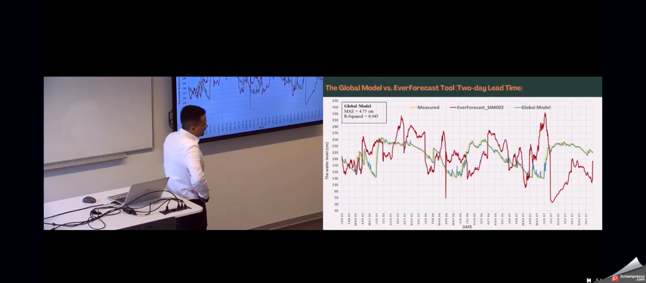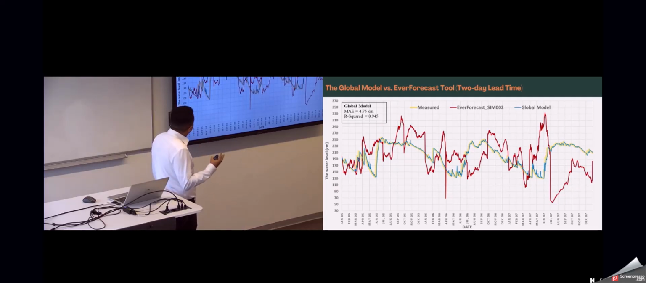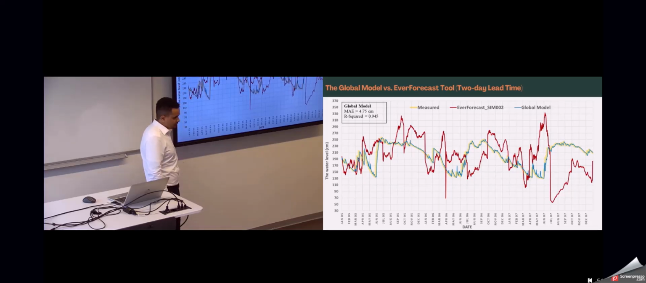Here we compare the global model to one of the existing forecasting tools in the Everglades. It's called EverForecast. EverForecast is a statistical and hydrological model that simulates the water levels in the Everglades for the coming 6 months. Here is the comparison between the global model and EverForecast for a 2-day lead time. The forecasting lead time is 2 days. As you can see, the global model shows better results than EverForecast. And here we also have the metrics information.